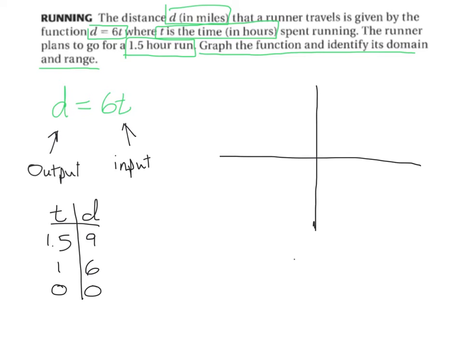I'll look at my numbers. I got 0, 0, 1, 6, 1.5, 9. I don't have to go too far on my x-axis. I am going to count over here by 0.5s: 0.5, 1, and 1.5. Make sure I'm always counting up by the same amount and I'm keeping my spaces even. This is going to help me see my graph a little bit better.